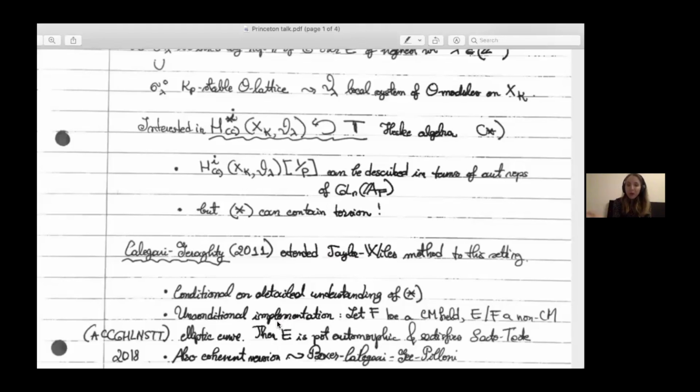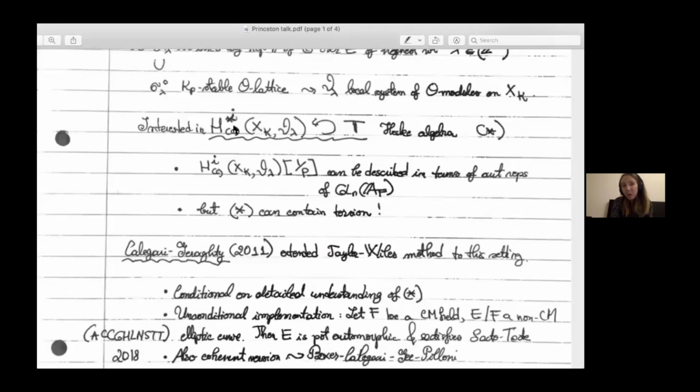So up to going to some bigger CM field, it is attached to some automorphic representation of GLN over that CM field. And moreover, even the arbitrary symmetric powers of this elliptic curve are potentially automorphic. And that in turn gives you this equidistribution result, that is the Sato-Tate conjecture for that elliptic curve. So that's a concrete application of understanding torsion in the cohomology of locally symmetric spaces.